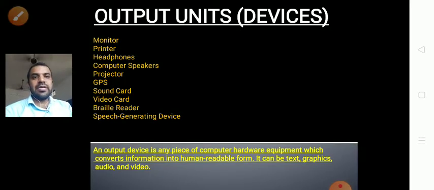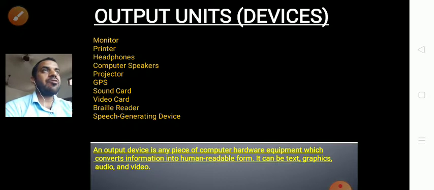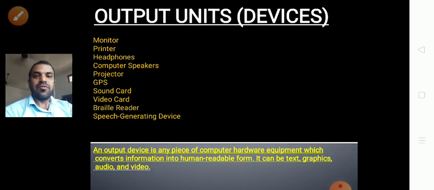The next one is output units, or you can say output devices. Firstly we have to understand what output devices are. Here is a definition. An output device is any piece of computer hardware equipment which converts information into human readable form. It can be text, graphics, audio and video.